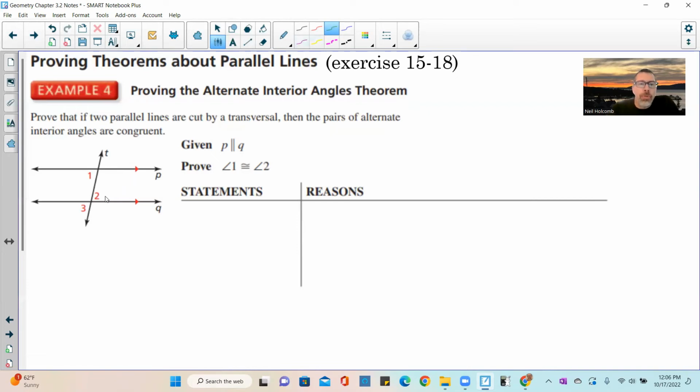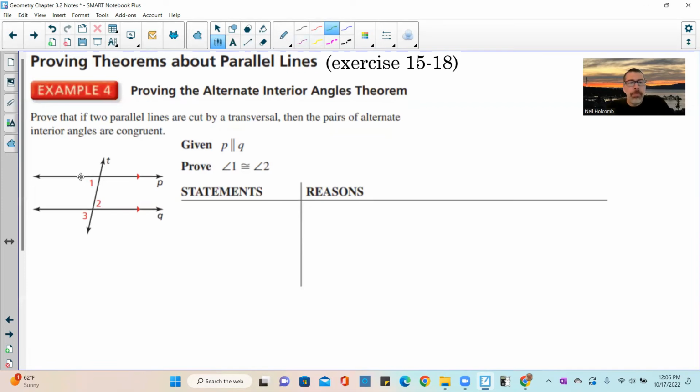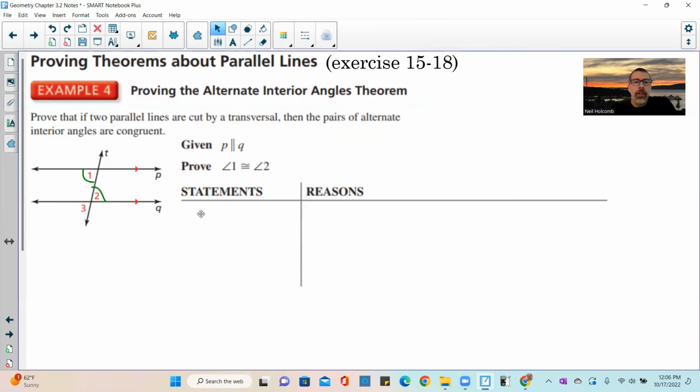So what we're trying to prove is that angle 1 is congruent to angle 3. No, we aren't. Angle 1 is congruent to angle 2. We were given that P is parallel to Q. So we start with our givens. So our statement's going to be P is parallel to Q, reason given. The next thing we're going to say is angle 1 is congruent to angle 3.